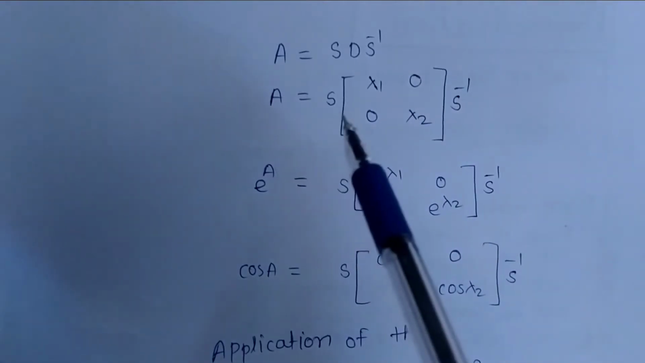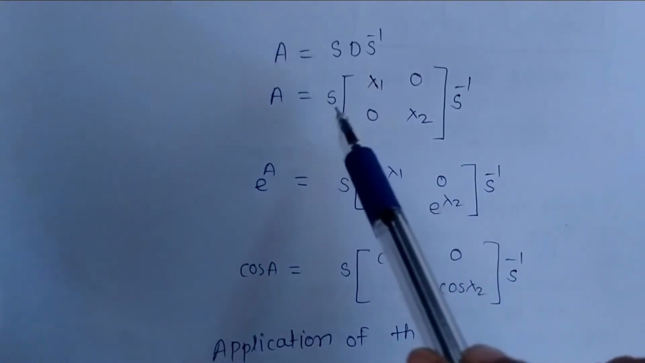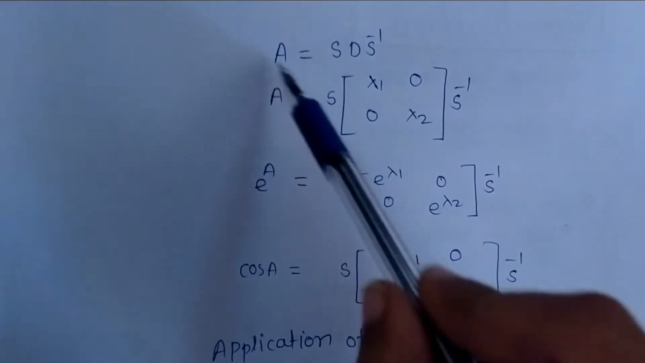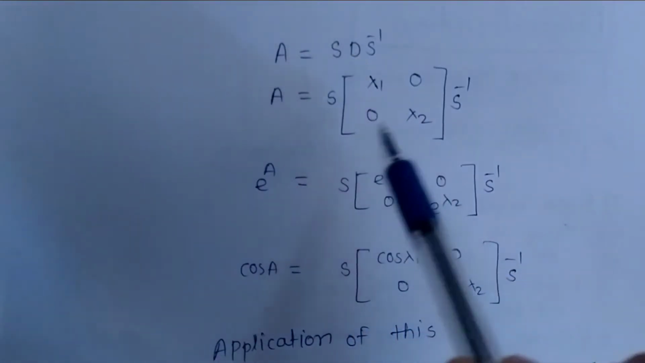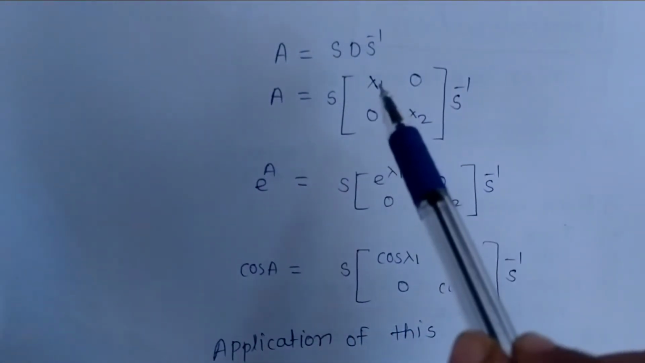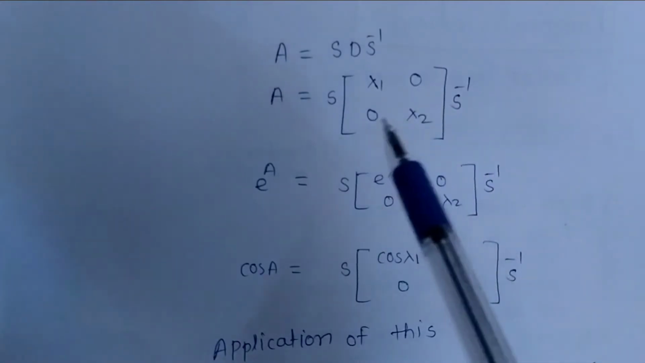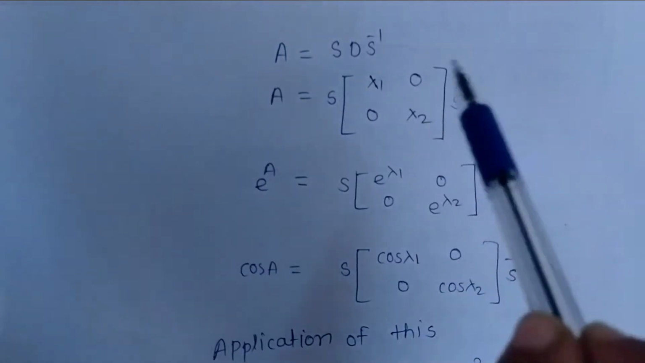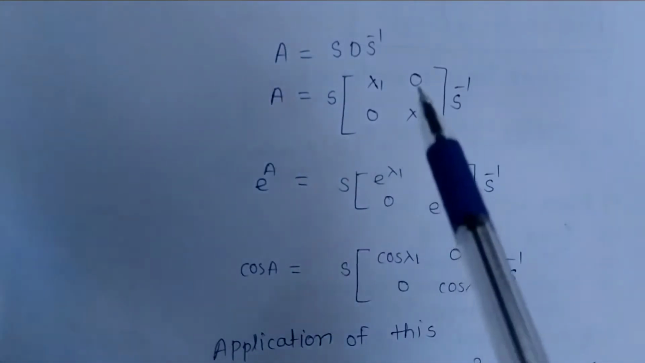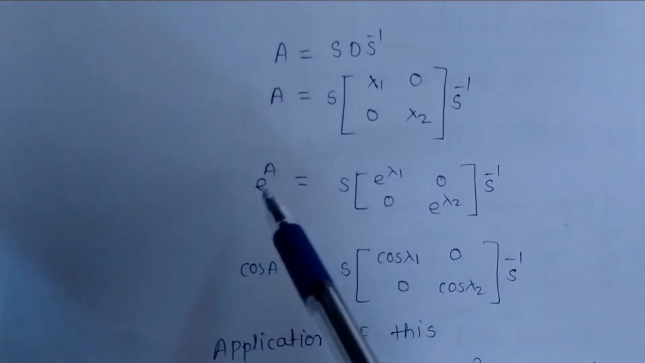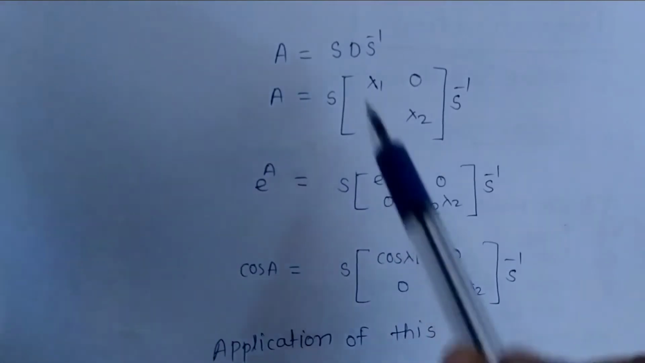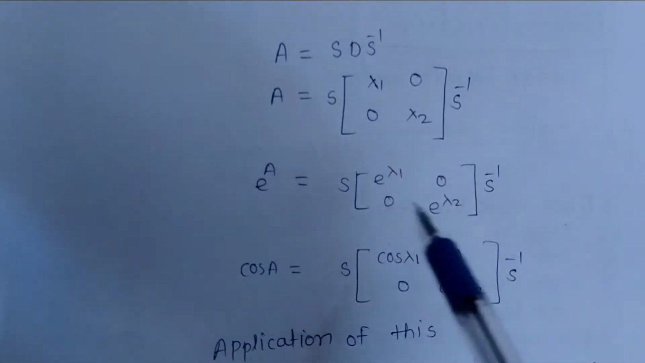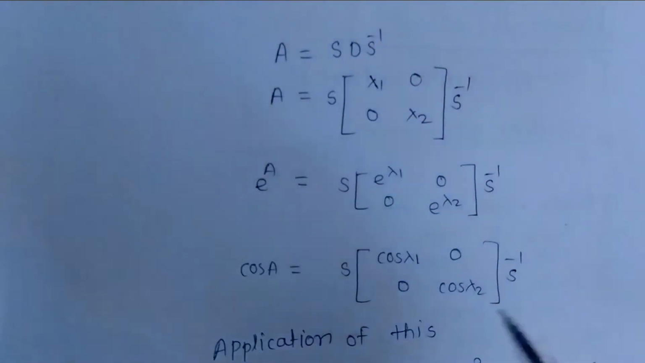Suppose this is A, this is S. The diagonalized matrix is lambda 1 0 0 lambda 2, and this is S inverse. So when we have to find e raised to A, e raised to A is equal to S, e raised to lambda 1 0 0 e raised to lambda 2, S inverse.